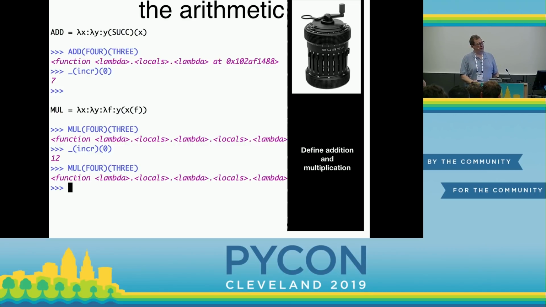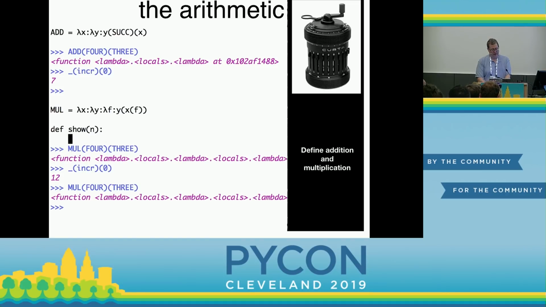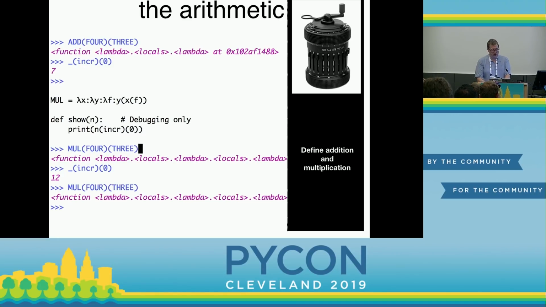So would it, for this, then make more sense to define a print function that just applies inker and 0 to something? Okay, we could do that. Sure. We could do like, I don't know, show n or something. Again, this is Python. I mean, we do not have a print statement in this lambda calculus kind of world here. But this is just debugging only. But you could do that.